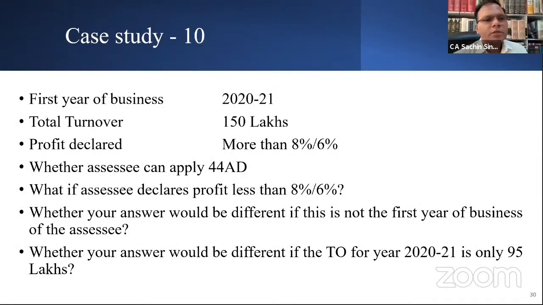Case study number 10. So first year of business. I'd like answer from the participants in this case study. This is the first year of business, that is 2021. The turnover is 150 lakhs and the profit declared is 8% or 6%. Whether SSC can apply 44AD? Any answer on this? So turnover is 150 lakhs. Yes. Okay. So SSC can opt for 44AD because he is declaring the profit for more than 8% or 6%.